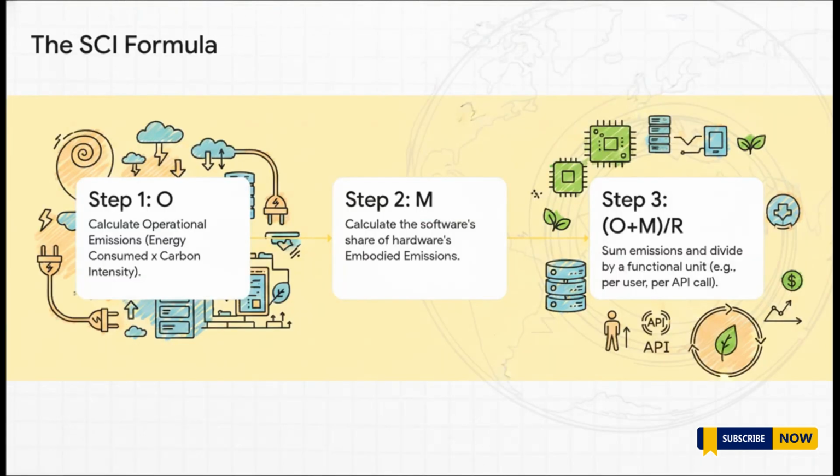To try and standardize all this, the Green Software Foundation came up with something called the Software Carbon Intensity Specification, or SCI. The formula itself is pretty straightforward. You take your operational emissions, you add the embodied emissions, and then you divide that whole thing by a functional unit. Now that unit, R, just makes it a rate. It could be carbon per user, carbon per API call, whatever makes sense for your app. The point is, it gives us a score we can actually use to compare different applications.